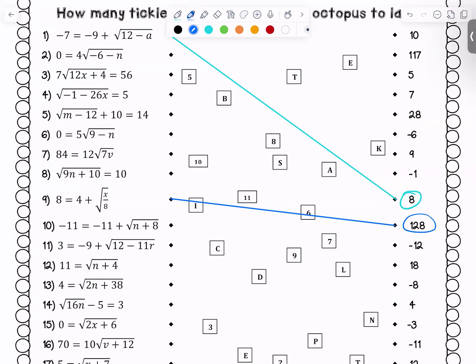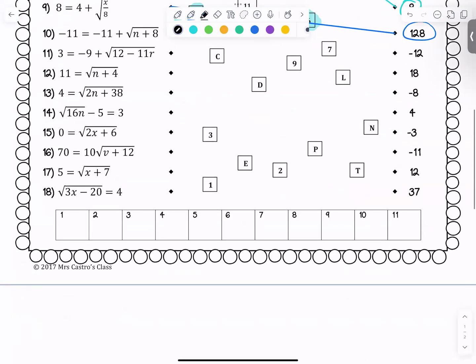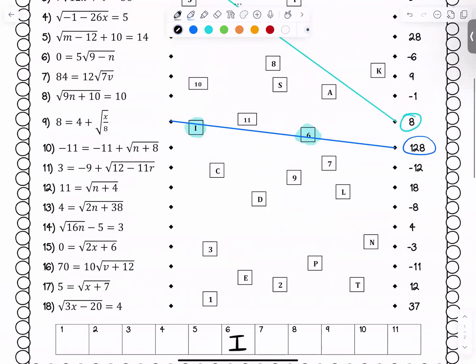You really need a ruler, because if you don't draw these straight, it looks like it goes through other things. So that's not a good highlight color. Hold up. I is going to be 6. 6 is going to be I. So you go down to the bottom. And 6 is I. Okay, so 6 went through I.